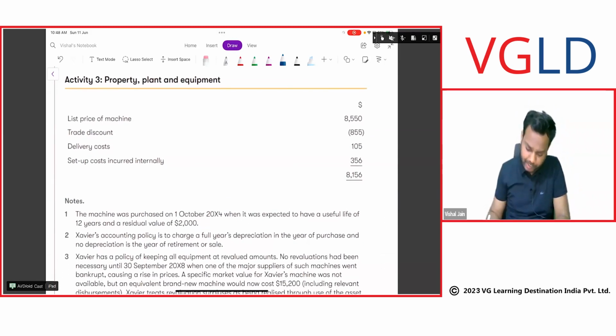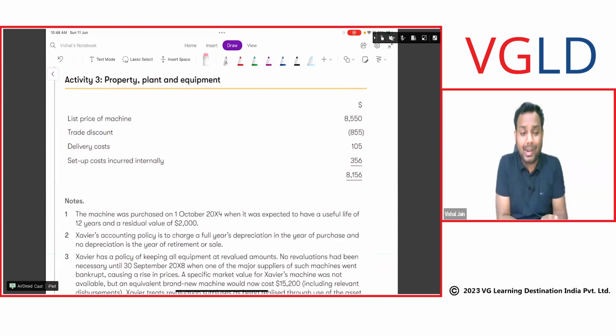First, let's read the question properly, then read the requirement properly, and then we'll solve it one by one. It says the list price of the machine, meaning the purchase price of the machine, is this much. I have got a trade discount of this much. Delivery cost: will this form part of the directly attributable cost or not? Yes, it will form part.